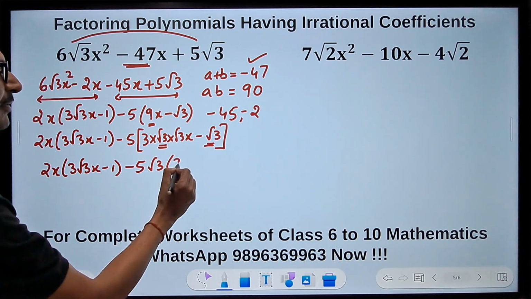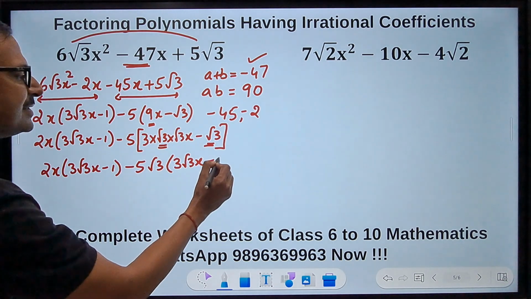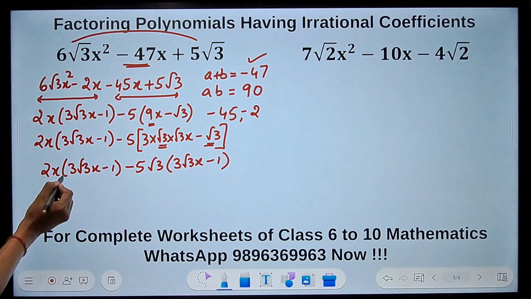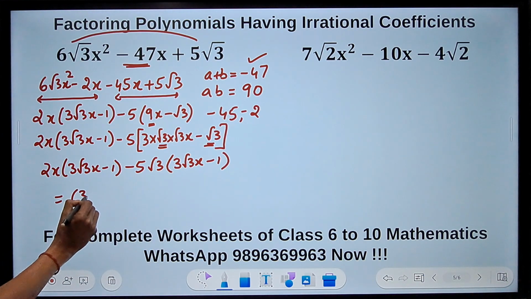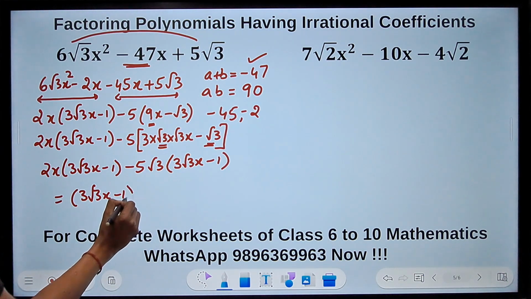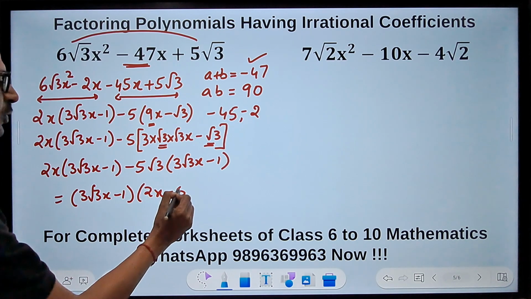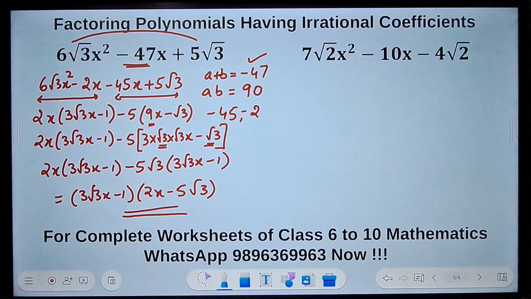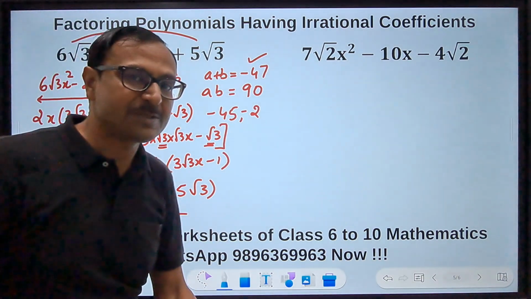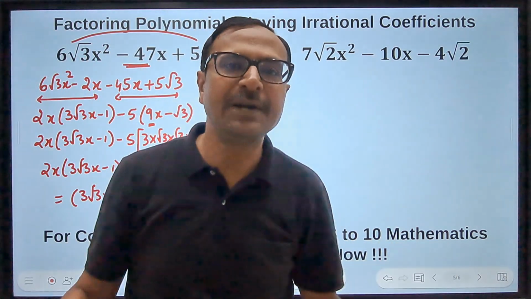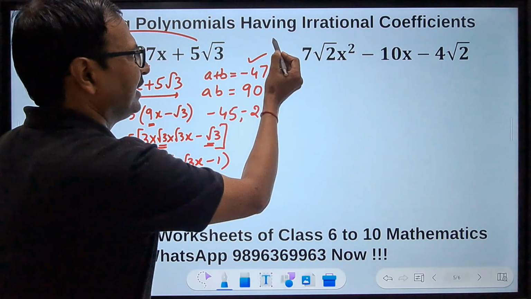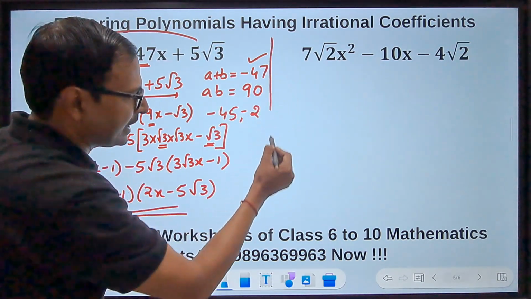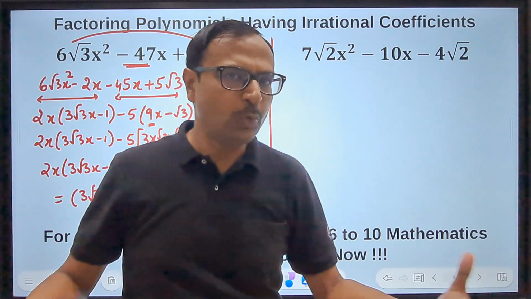So what do I have in the bracket now? Look at this, the same bracket, and so the bracket forms the first factor and 2x minus 5 root 3, which lies outside the brackets, they form the second factor. Now it must be looking like a little more easier to you, right? Okay, let's solve this question, the last one there, and we will conclude after this.